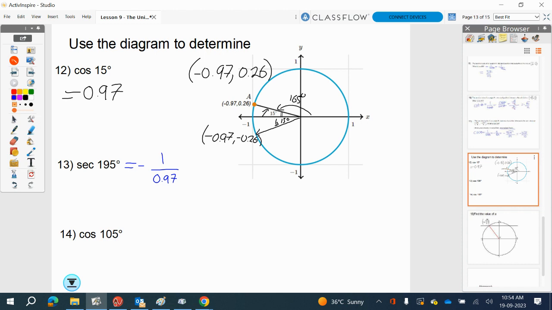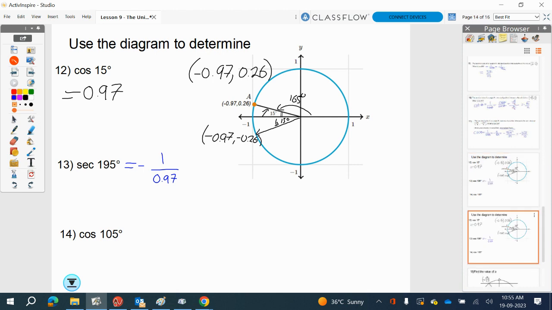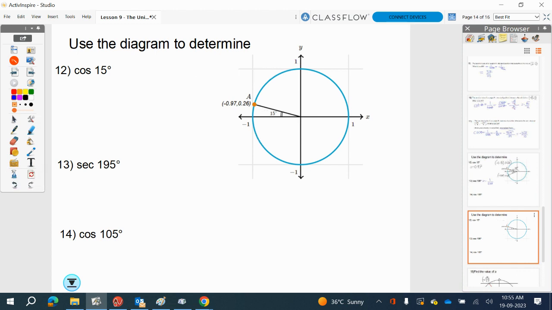Alright, 14, cosine of 105. Now this one's trickier. We haven't done one of these yet. Where is 105? This is 105. Watch this one carefully. The positive y-axis is 90, and I rotate 15 past that in this direction.